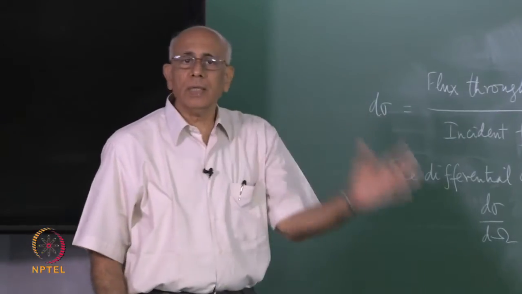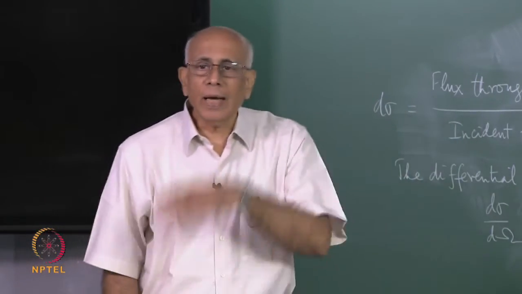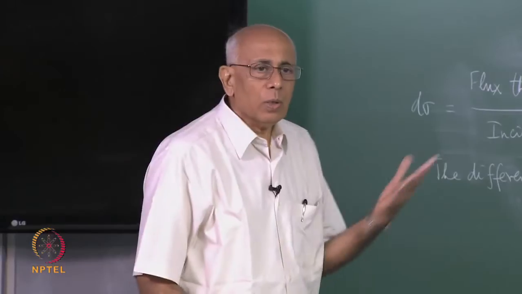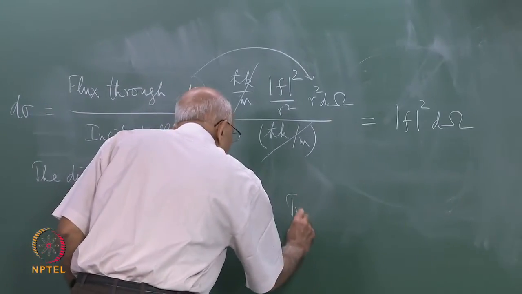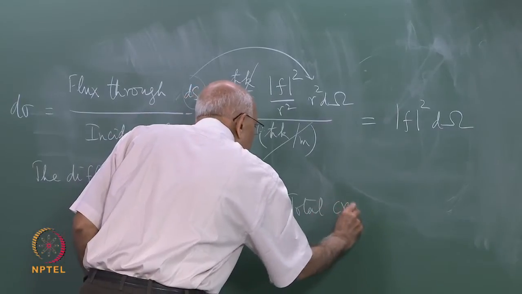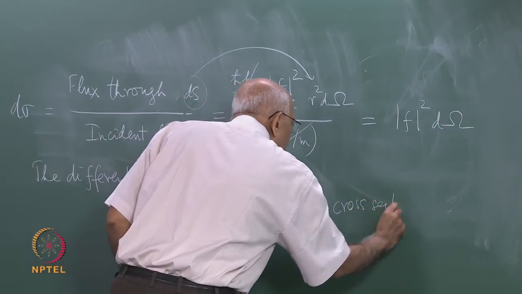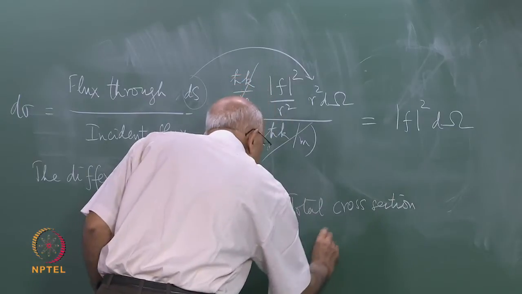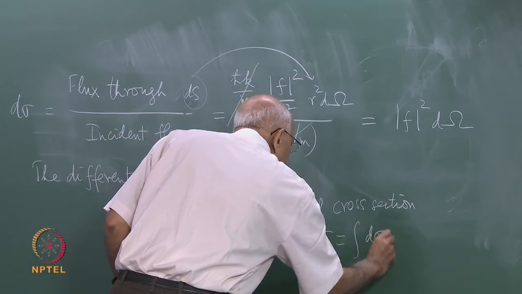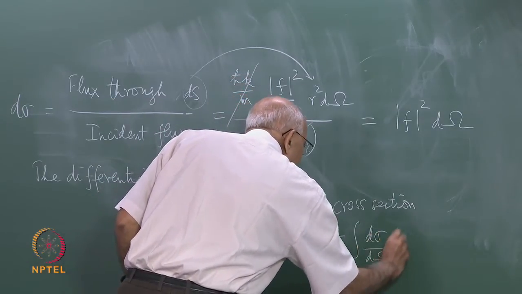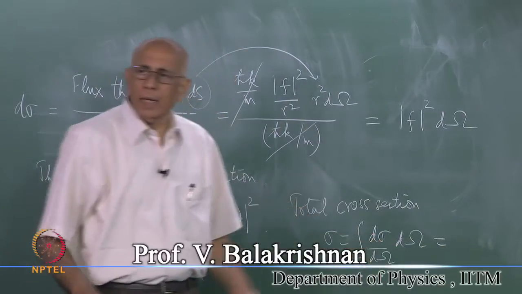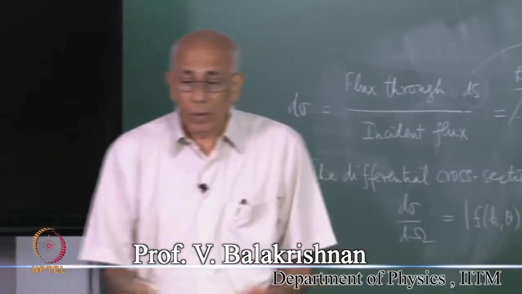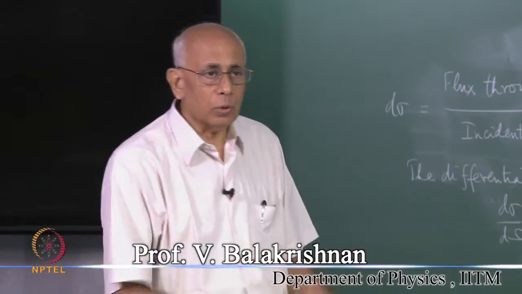What is the total cross section equal to? You integrate over all angles everywhere, then the total cross section is simply going to be sigma equal to the integral of d sigma over d omega, and this is over the polar angle as well as the azimuthal angle. There is no dependence on the azimuthal angle here, that gives you a 2 pi.